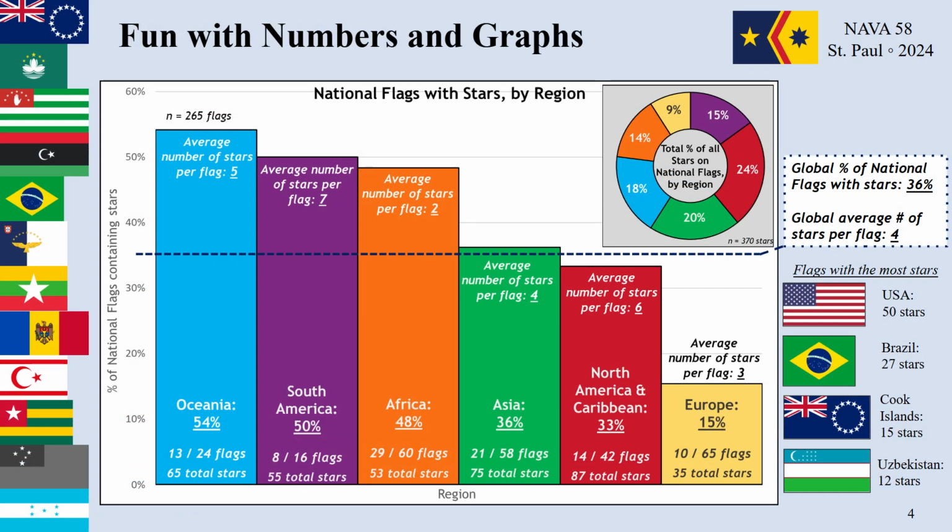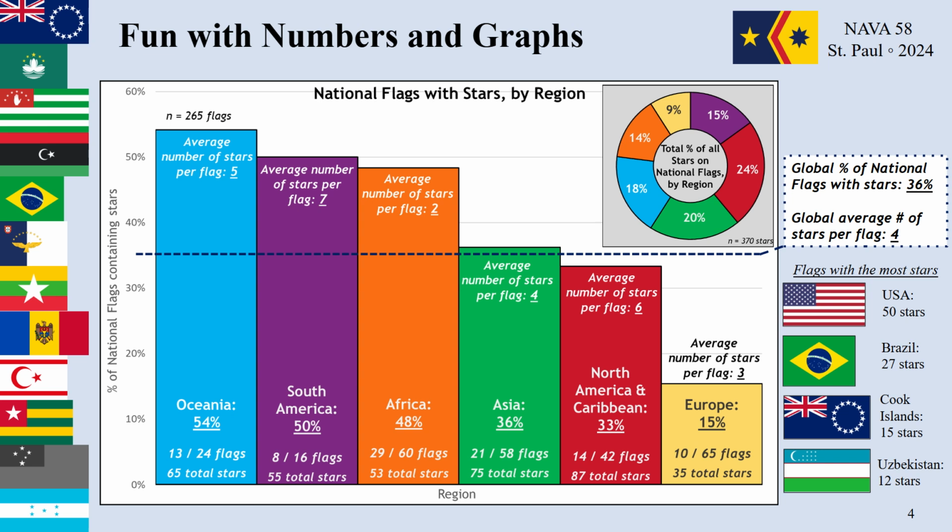So, fun with numbers. Everyone loves numbers, right? We all know stars are ubiquitous symbols across the vexillological landscape, right? But how common are they actually? I analyzed 265 national flags and found that 95 flags contained at least one star, for a total of 370 stars on all national flags around the world. That's about a third of all flags with at least one star, with the average number of stars per flag globally at 4.